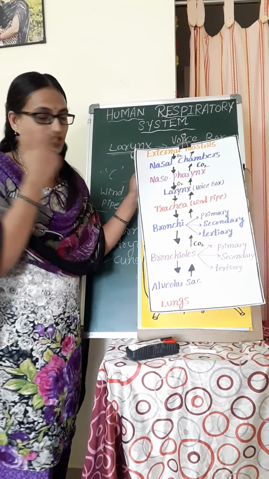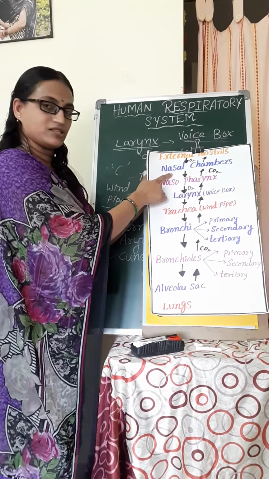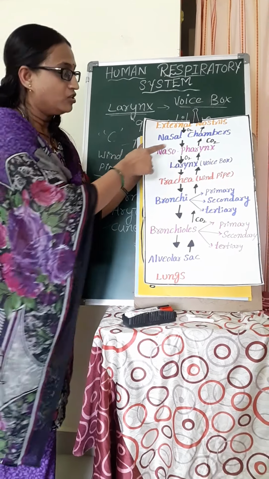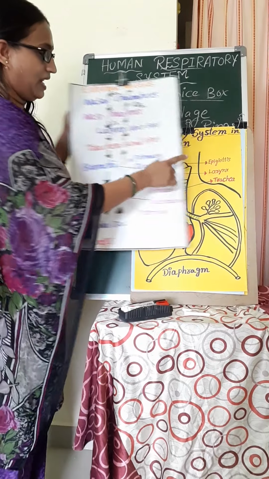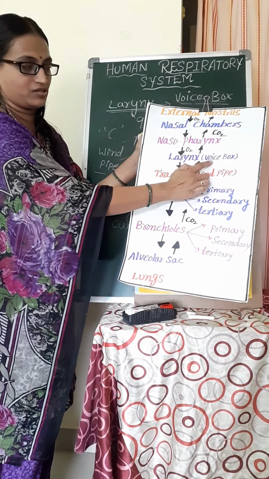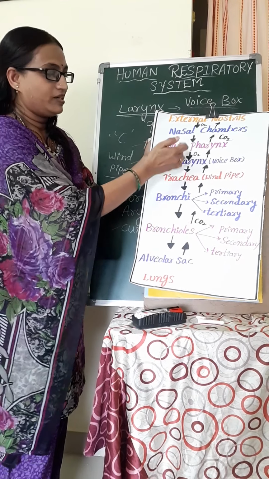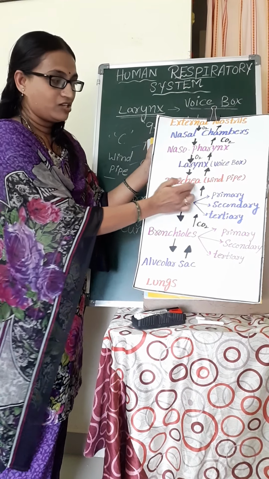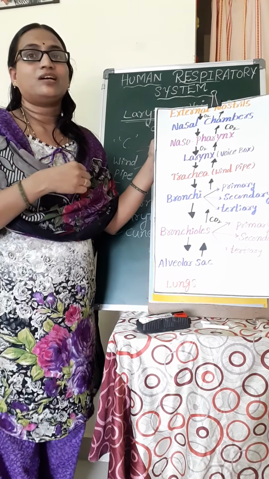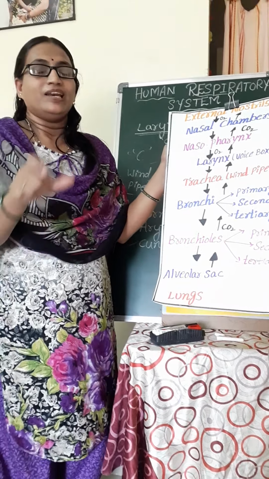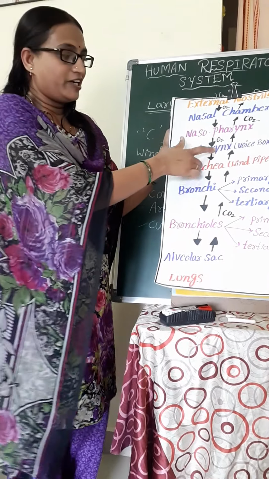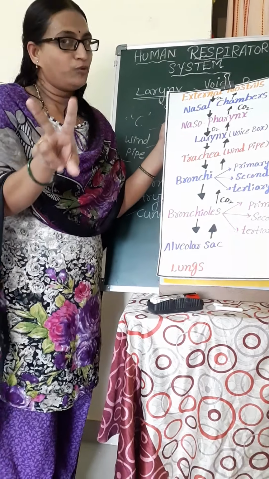Through the external nostrils, the oxygen enters the nasal chamber, right? Through the nasal chamber, it enters the nasopharynx. Through the nasopharynx, it enters the larynx. The larynx we also call the voice box. Next it reaches the trachea. Trachea is also known as the windpipe. After this trachea, near the 5th vertebra in the thoracic cavity, the trachea is divided into 2 branches.